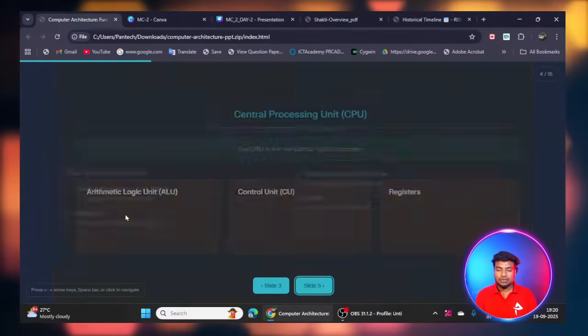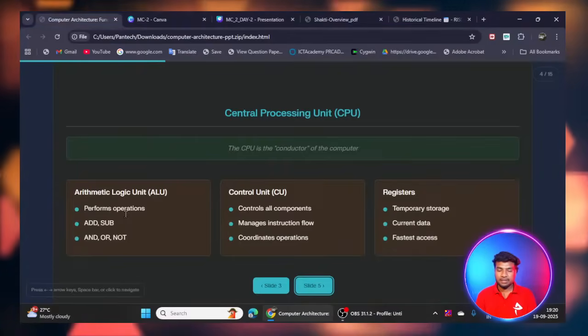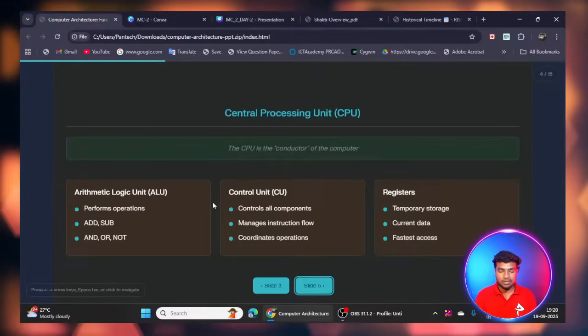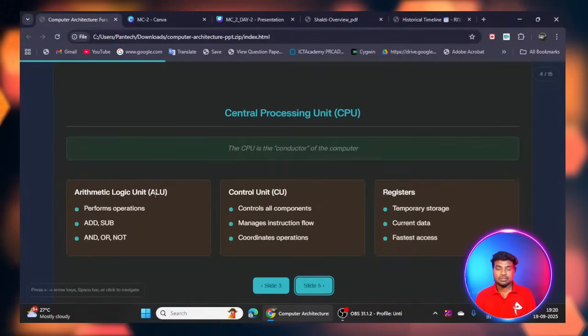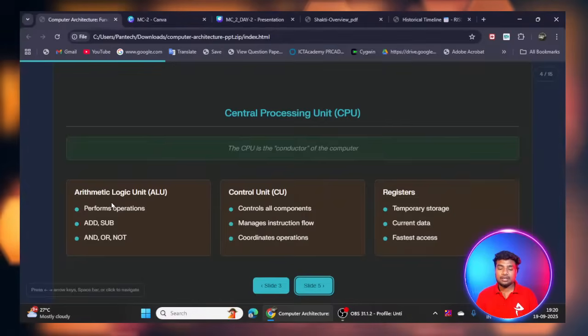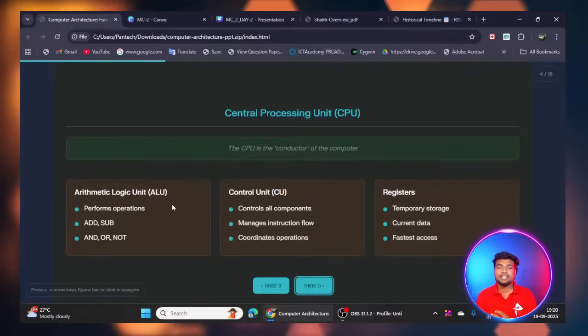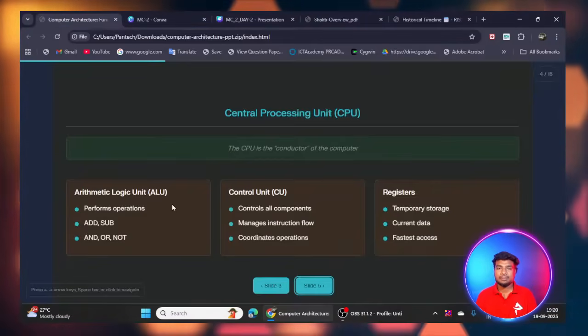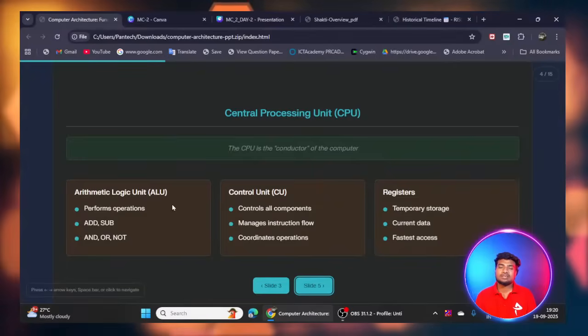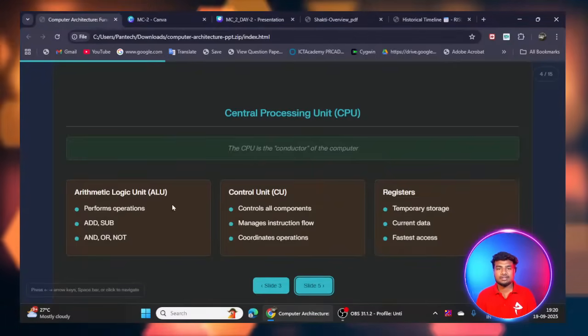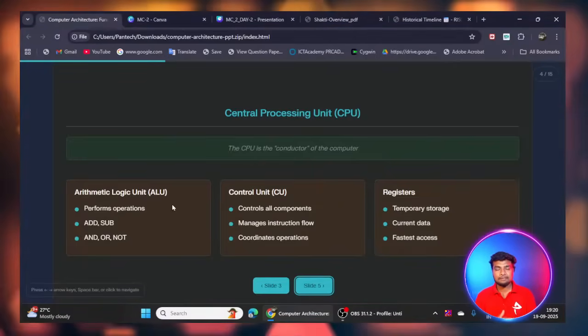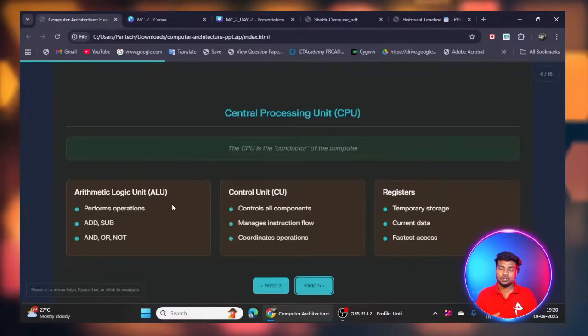Okay. And these are the main components: arithmetic logic unit, control unit, and registers. Let's see them one by one. The arithmetic logic unit performs operations, meaning addition, multiplication, subtraction, AND operation, OR operation, NOT operation, and XOR operation. All these things come under the ALU, the arithmetic logic unit.